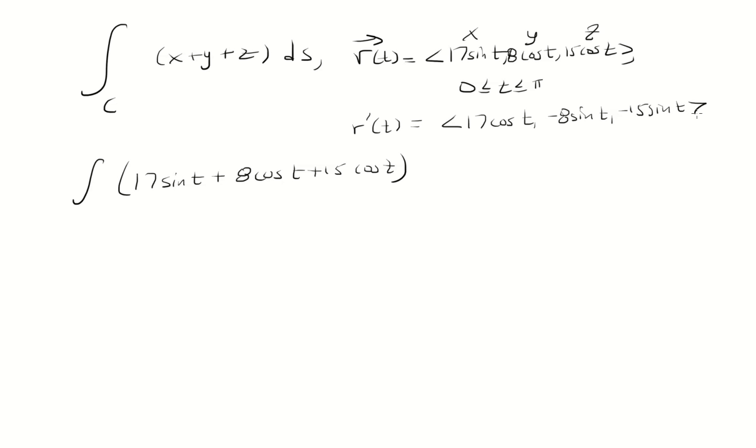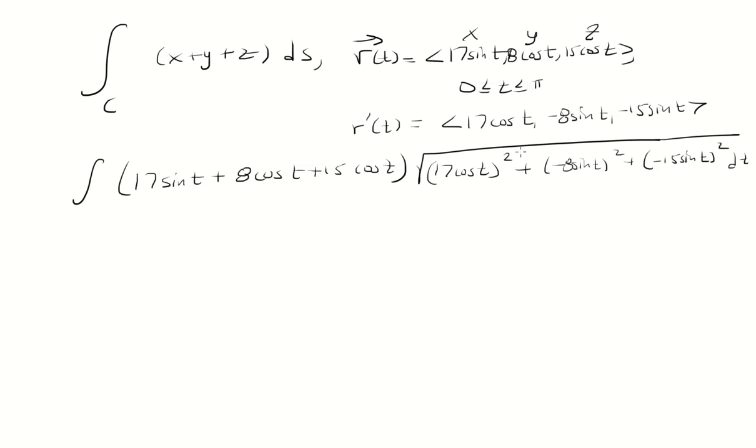And then the norm of that will be the square root of each of the components squared. So 17 cosine squared plus negative 8 sine squared plus negative 15 sine squared, and then dt, and this will be going from 0 to pi. So we'll simplify. 8 cosine t plus 15 cosine t, that's going to give us 23 cosine t.